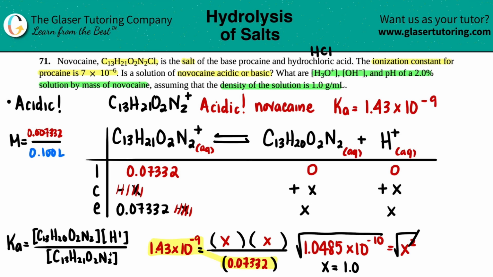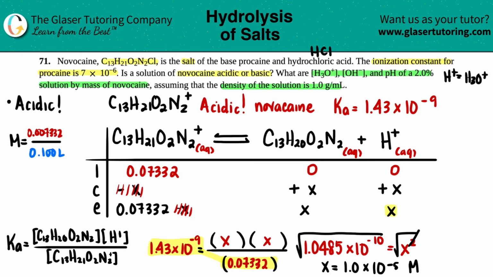So maybe I'll give 2 sig figs. So 1.0 times 10 to the negative 5th. And that's molarity. That is the X value for H+. Keep in mind that H+ is the same as H3O+. So since they're asking for H3O+, H+ is the same. And that's what X equals. 1.0 times 10 to the negative 5th.